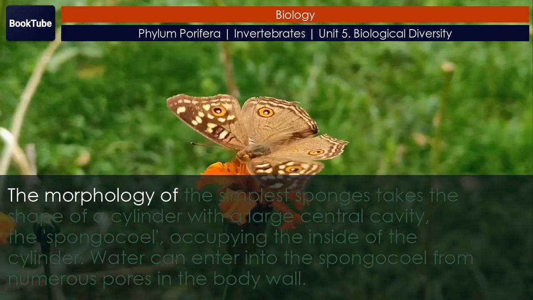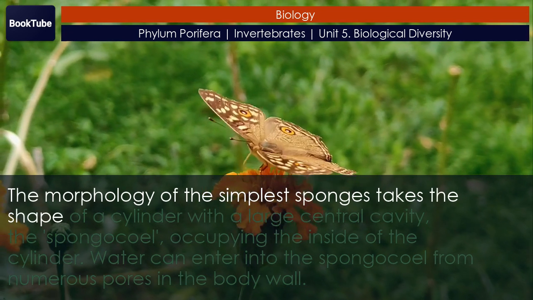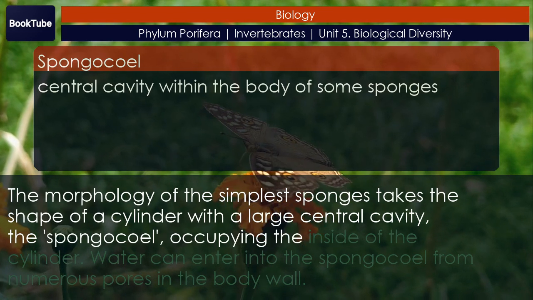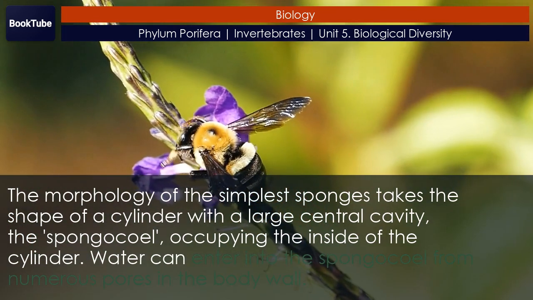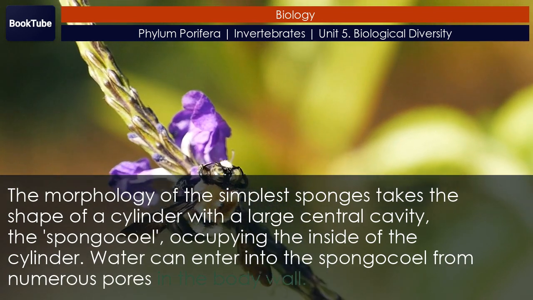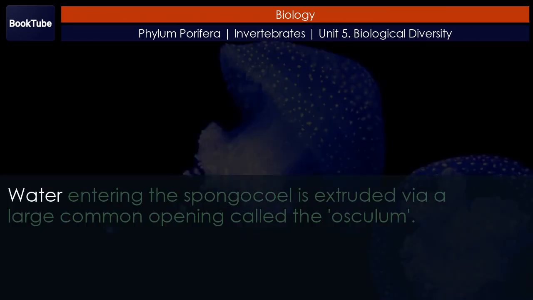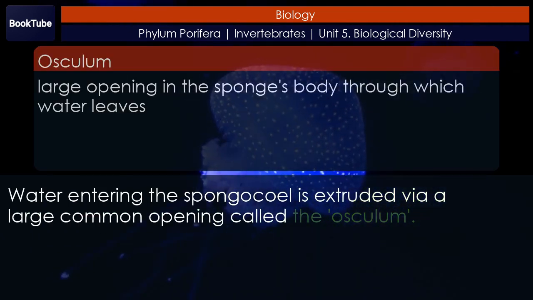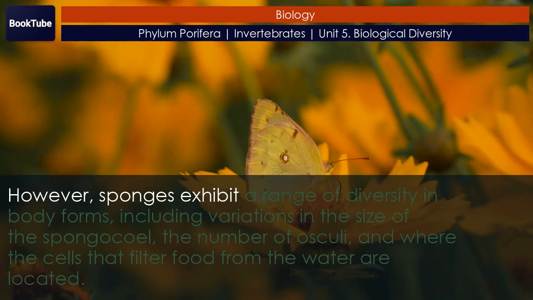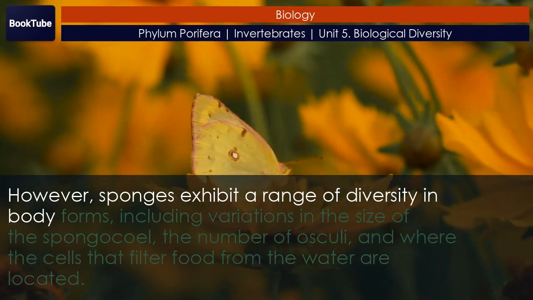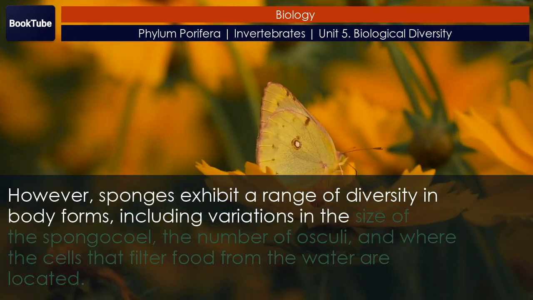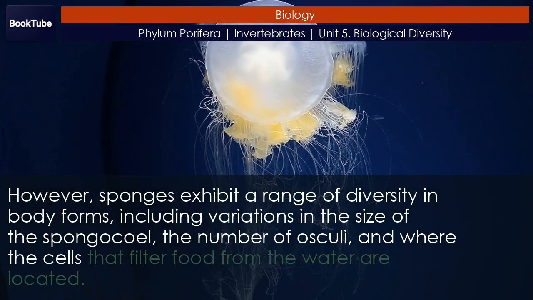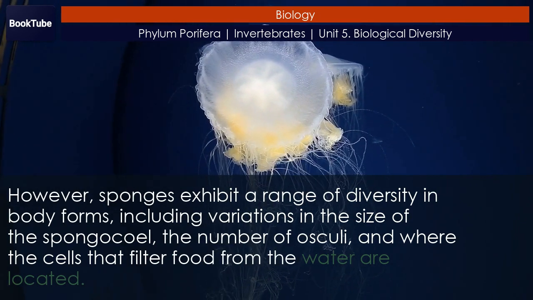Morphology of sponges. The morphology of the simplest sponges takes the shape of a cylinder with a large central cavity, the spongocoel, occupying the inside of the cylinder. Water can enter into the spongocoel from numerous pores in the body wall. Water entering the spongocoel is extruded via a large common opening called the osculum. However, sponges exhibit a range of diversity in body forms, including variations in the size of the spongocoel, the number of osculi, and where the cells that filter food from the water are located.